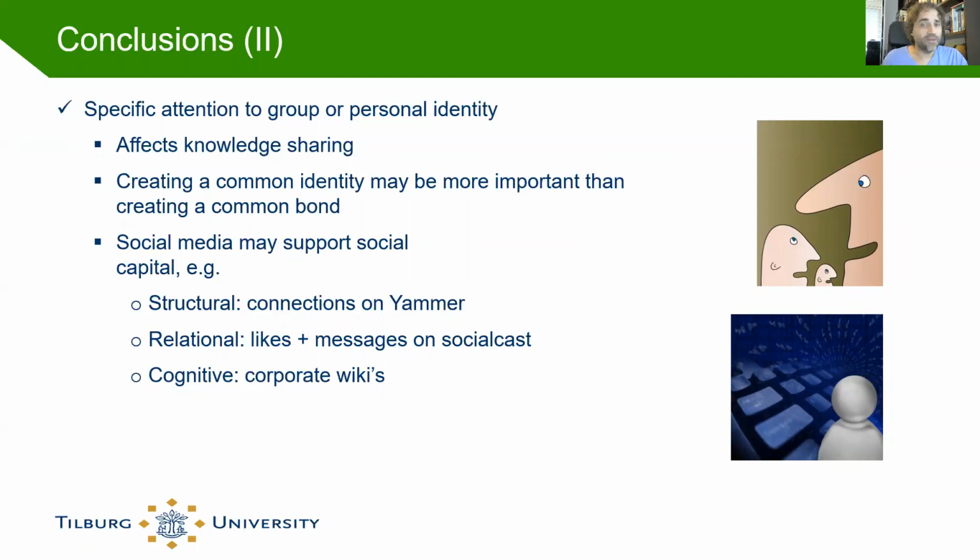And finally, stimulating social capital, so stimulating people having a large network, stimulating people liking each other either by bond or identity, and stimulating knowledge sharing. So stimulating people understanding each other, so stimulating cognitive social capital, I think also are 3 important things for virtual teams, and also are things that can really be stimulated by different aspects of social media.